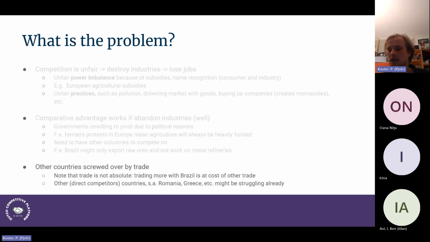Another thing, and I think this hasn't been discussed yet, is that other countries can be screwed over by trade, in the sense that trade is not absolute. For example, when the Netherlands or Germany, which is the EU, is trading more with Brazil, that sometimes means they buy less stuff from other places, because there's just replacement going on. So if we don't buy cars from Mexico, but now buy them from Brazil, then Mexico is losing out.